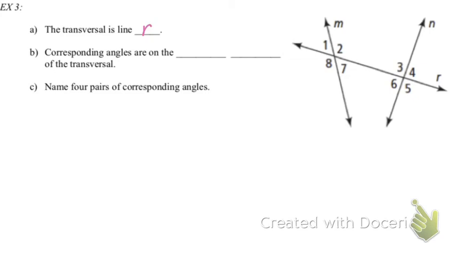Okay? B, corresponding angles are on the blank of the transversal. Corresponding angles are on the same side of the transversal. Same side, what I said. Very good, Dylan. You're welcome. Name 4 pairs of corresponding angles.